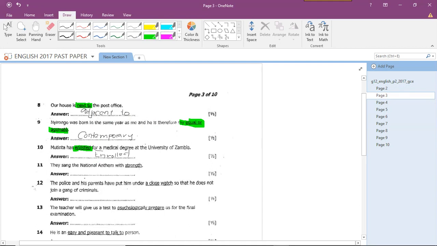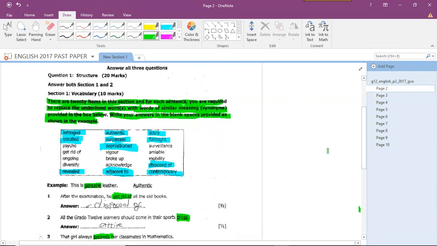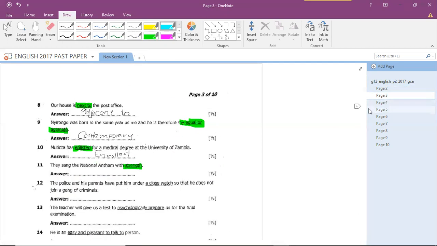Like so. They sang the national anthem with strength. So we're looking for a similar word that rhymes with strength or great enthusiasm. So from this list, we're left with psych, get rid of, ongoing, diversity. There it is. Our word should be vigor. So they sang the national anthem with great vigor or strength or enthusiasm. So our word has to be vigor. By the way, it looks easy for me right now.